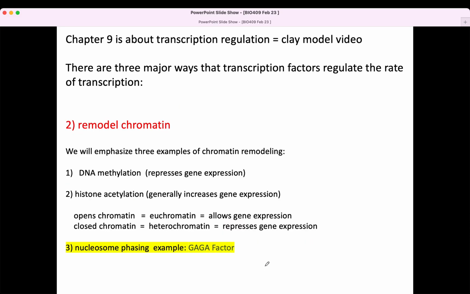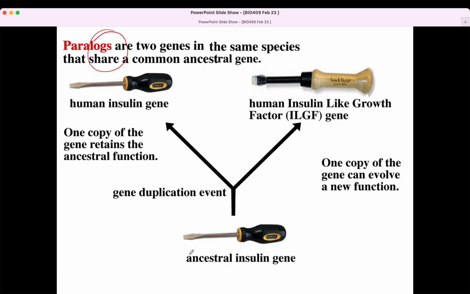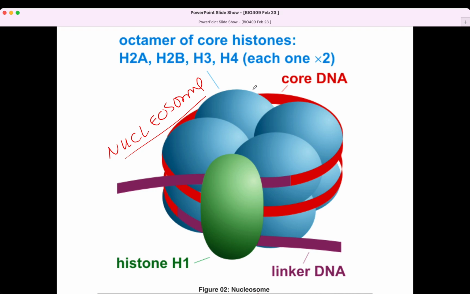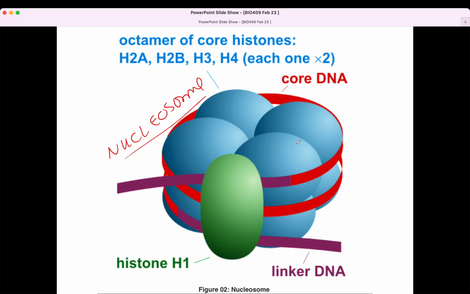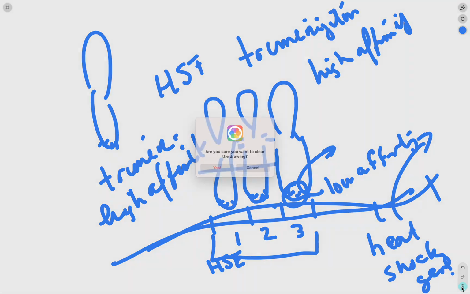So then the last piece of this is that we just want to talk about this third thing. So we got DNA methylation, we got histone acetylation, and then this nucleosome phasing example. And let me just go back to an image of these nucleosomes. So our book shows nucleosomes. The nucleosomes are these histones, collectively called a nucleosome, with the DNA wrapped around them. Okay, like that.